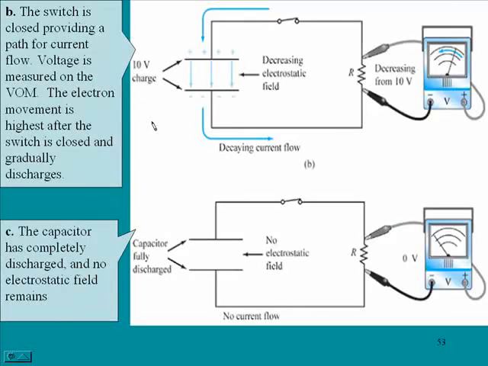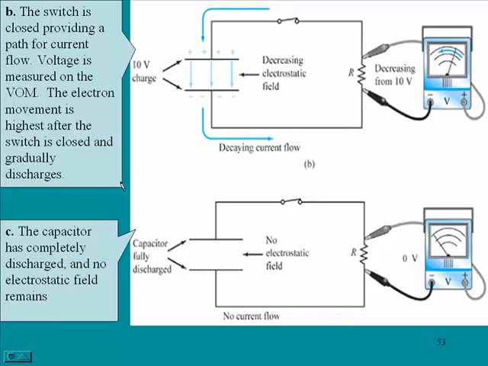Okay, in this slide, the switch is closed, providing a path for current flow. Notice the switch here is closed. Voltage is measured on the VOM. The electron movement is highest after the switch is closed and gradually discharges. So the moment this is closed, we have a large surge of current. We will measure 10 volts initially, but then as the cap discharges, you'll notice the meter is moving.